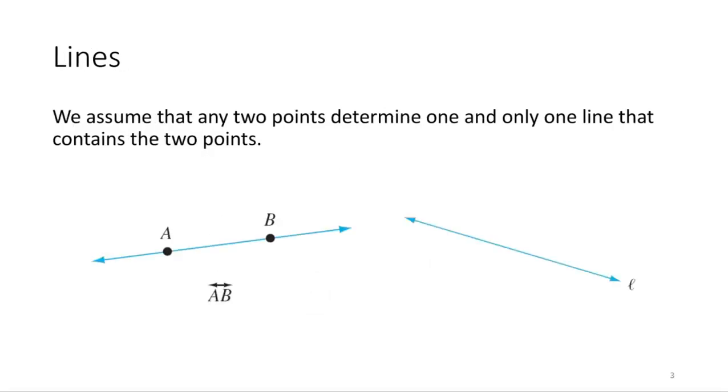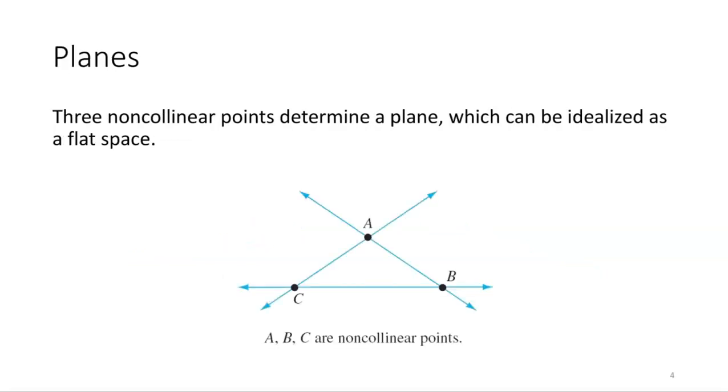A line, think of it as a straight line that goes on forever in two directions. And it can be said that whenever you have 2 points, there is one unique line that goes through them. So any 2 points determine a line. Likewise, any 3 points determine what's called a plane, which, think of it as like a sheet of paper that goes on forever in all directions.